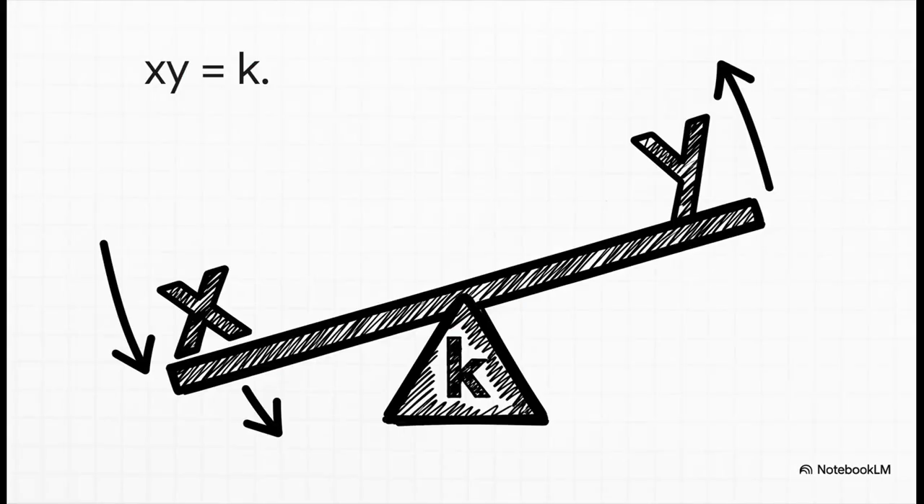Now, here's the key difference. With inverse proportion, it's not the ratio, but the product of the two variables that stays constant. The formula is x multiplied by y equals k. In our travel example, speed times time always equals 120, the total distance. 10 times 12 is 120. 60 times 2 is also 120. See, the product never changes.